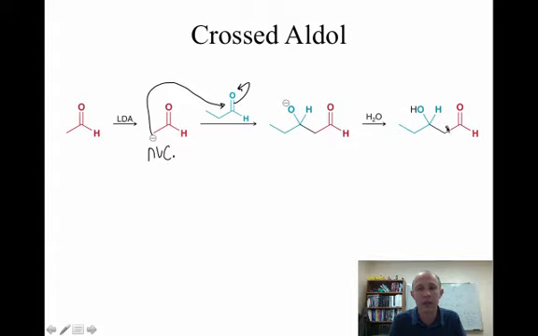So this is another strategy for doing a crossed aldol, is stoichiometric or non-equilibrating conditions for generating your enolate and then adding that to a new electrophile.